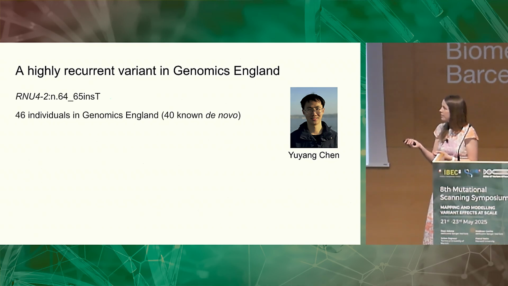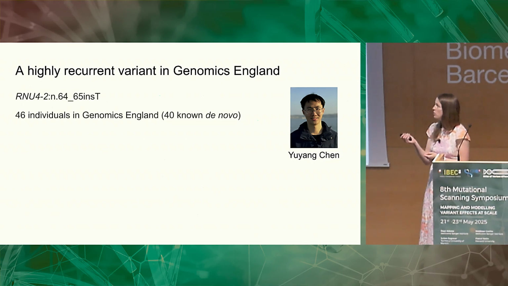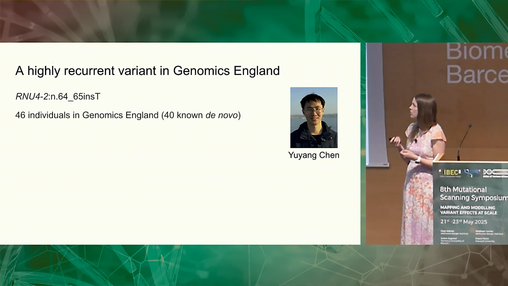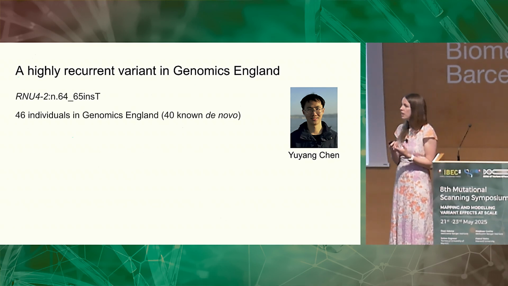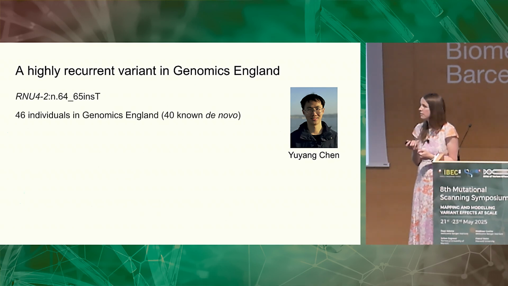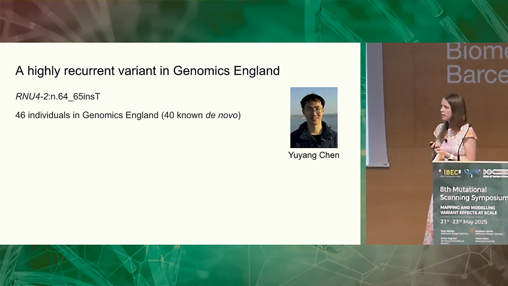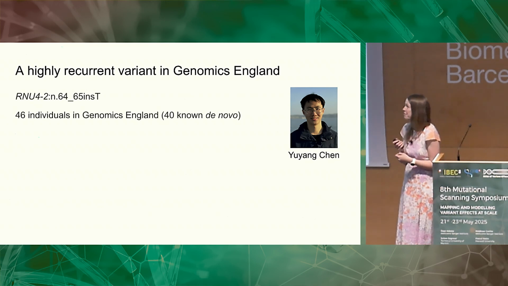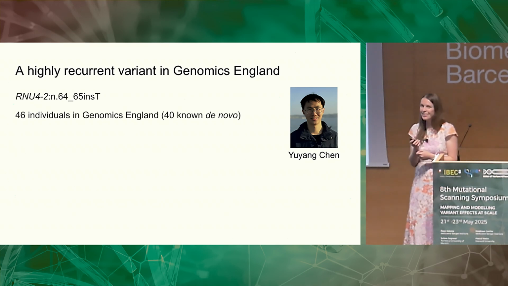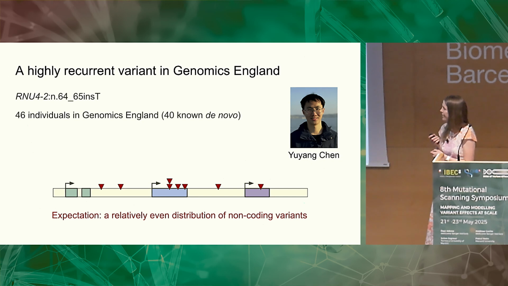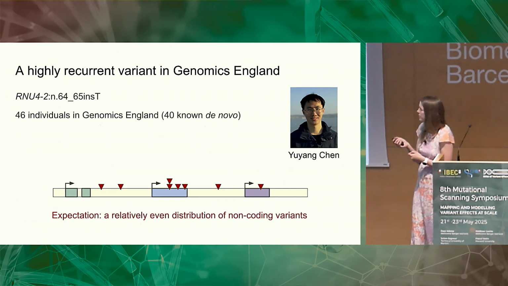This variant is a single base insertion, and it's found in 46 different individuals in Genomics England, and 40 of these are known to occur de novo. That is, it newly occurred in a child and doesn't exist in either of their parents. I will admit, I said to Yu Yang, this is clearly a sequencing error, this is rubbish, please can we move on? He proved me nicely wrong and said, no, hang on a minute, I think there's something interesting here.